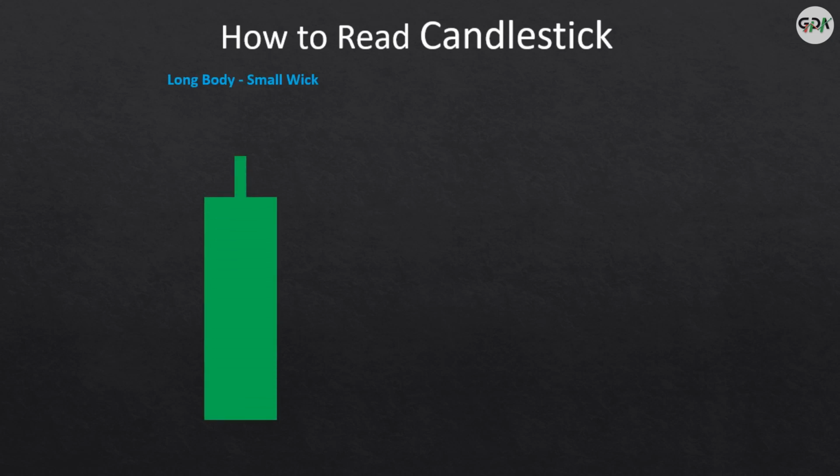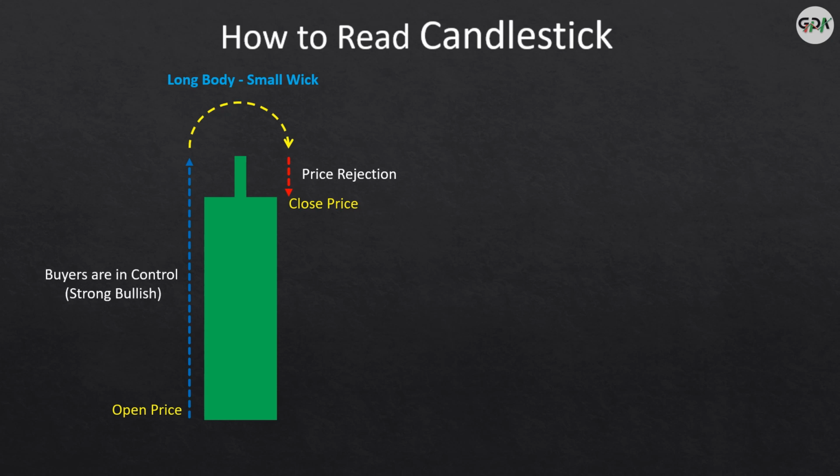How to read a candlestick? Here we will look at the price action of a bull candle where the buyers are in control. The candle opened here. After reaching the higher price, there may be some price rejection by the sellers or profit booking by the buyers, which will appear in the form of a small wick, closing just below the higher price. A long body and small wick candle represents buyers in control, or strong bullish price action.